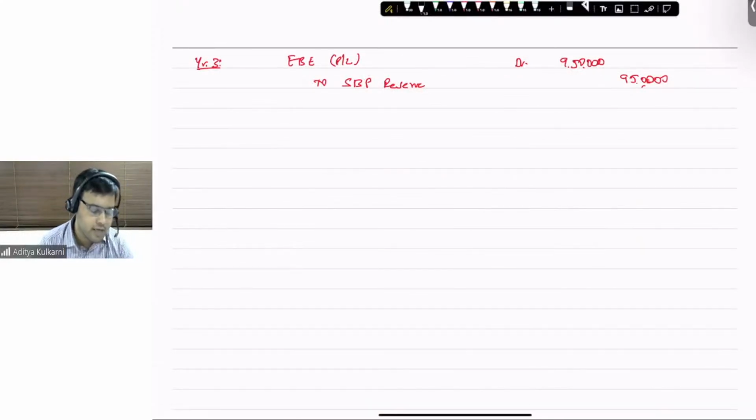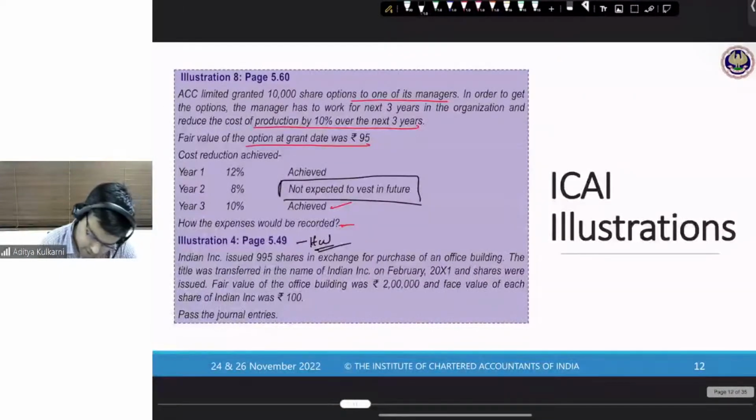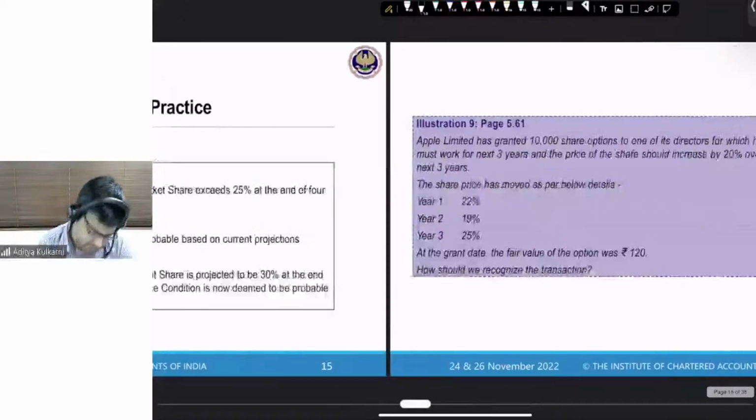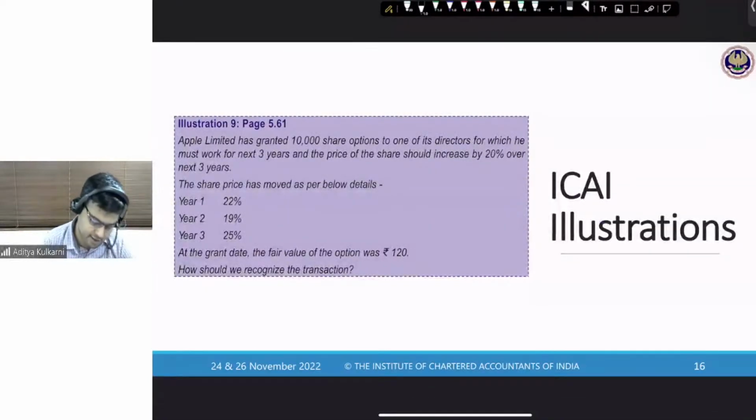Okay, now we come on to the market linked performance conditions. Now we come on to the market linked performance condition. Okay, let us look at the next question. Question number 6, slide 16, illustration 9.